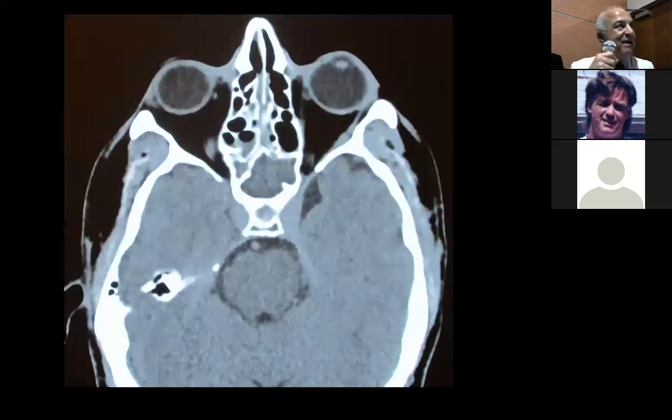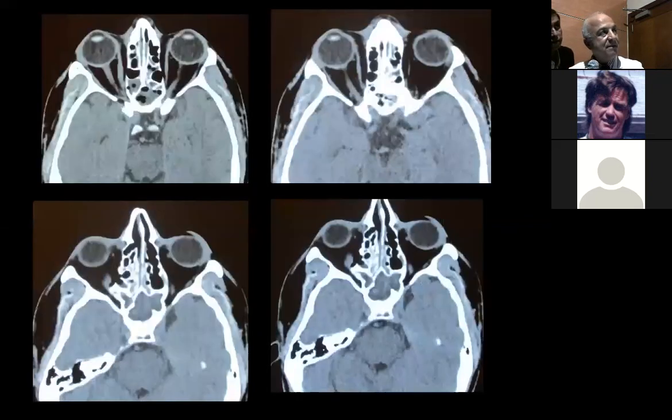As Dr. Ibrahim said, sphenoid sinusitis is a very rare disease. Let me concentrate first of all on the planes that we take in neuroradiology. Always we have some images, Dr. Ibrahim.